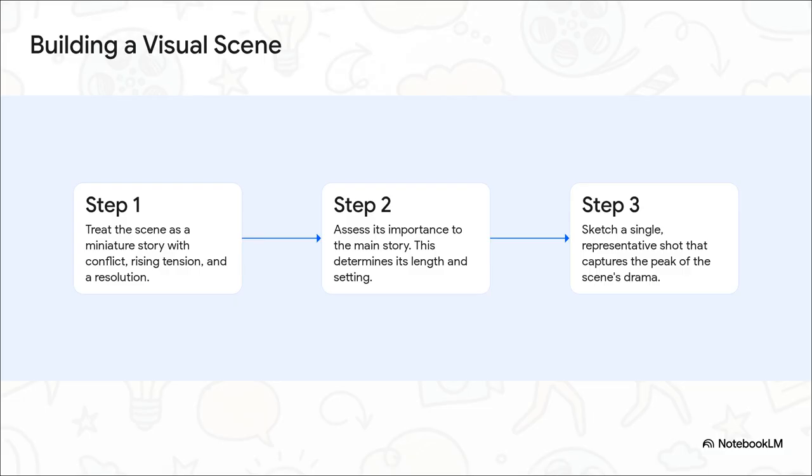It needs a beginning, a middle, and an end. Step 2, figure out how important it is. Is this scene critical to your main plot? The answer to that question tells you how long it should be and where it should happen. And step 3, this one's my personal favorite. Imagine a single snapshot, a single frame that captures the absolute peak of the drama. For George, it's him hanging onto that door frame. That one image becomes your anchor.